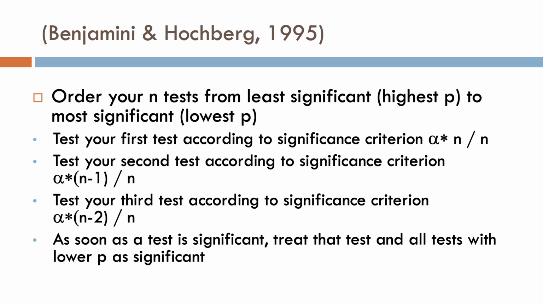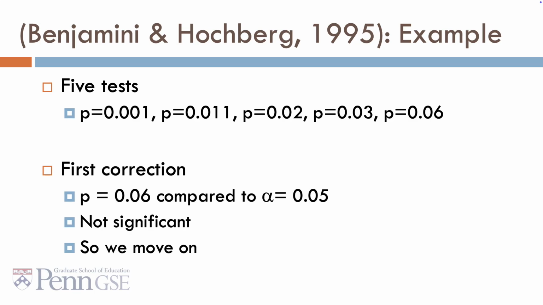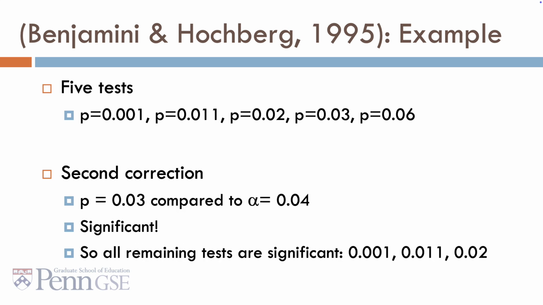Now, as soon as the test is significant, we treat that test and all the tests with lower p as statistically significant. So let's take an example. Let's say we run 5 tests and they're p of 0.001, p of 0.011, p of 0.02, p of 0.03, and p of 0.06. For our first correction, we compare p of 0.06 to the alpha of 0.05, alpha divided by n times n. And it's not significant, so we move on to the next one, p of 0.03.